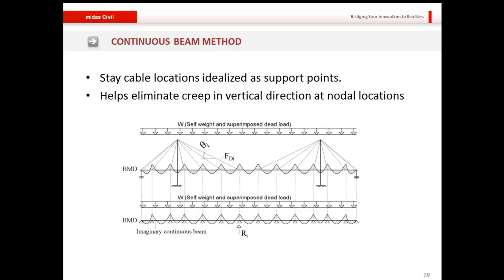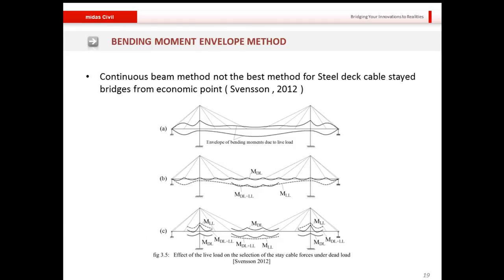So this method has some advantages in that the stay-cable location, this basically helps eliminate creep in the vertical direction at nodal locations and also gives a very uniform displacement profile. Now, the bending moment envelope method was one suggested by Swenson in his book Cable Stayed Bridges: 40 Years of Experience Worldwide. In his book, he mentions that the continuous beam method is not the best method for steel deck cable stayed bridges from the economic standpoint.